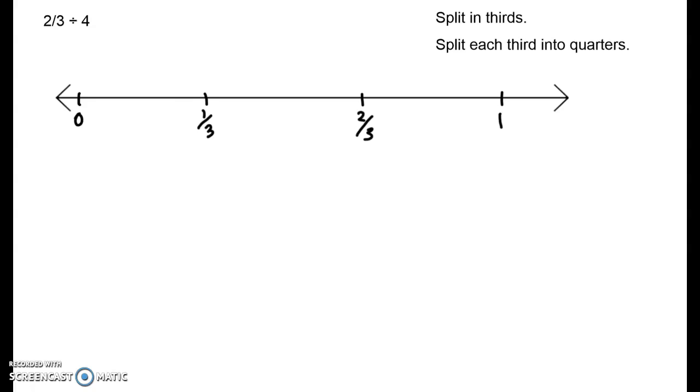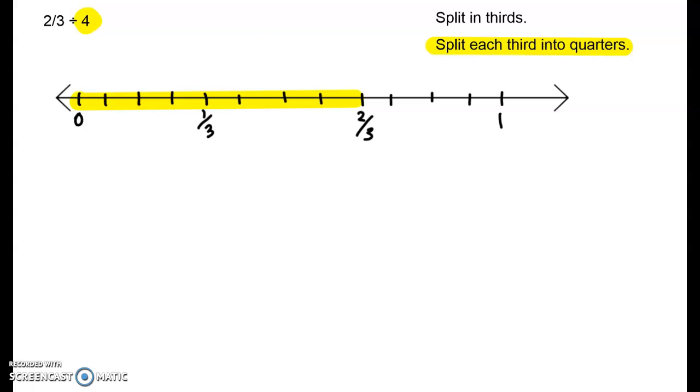We're splitting it into 4 because, let me grab my highlighter, here we're dividing by 4, and that's this instruction here. So if we split each third into 4, I'm going to divide it in half, and then each piece in half again, and that will make 4 pieces. All right. Now we look at the 2/3 portion. So we're looking from 0 to 2/3.